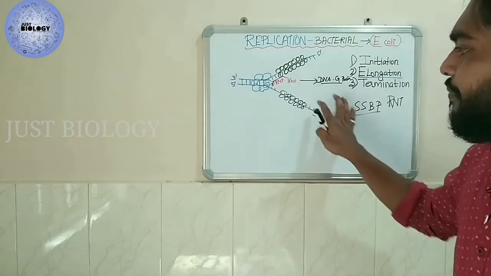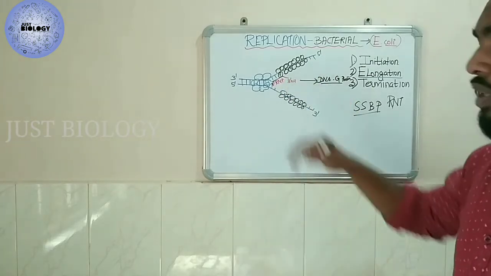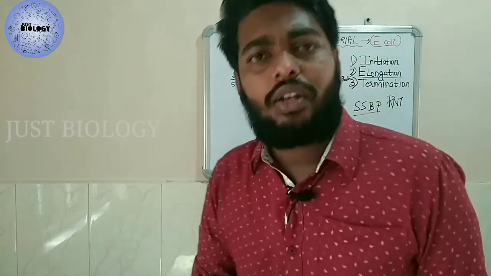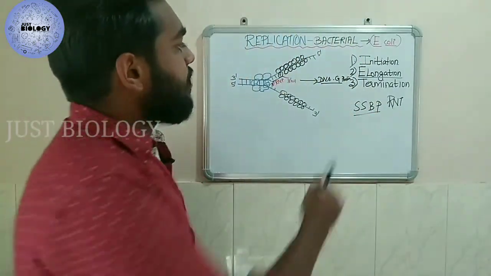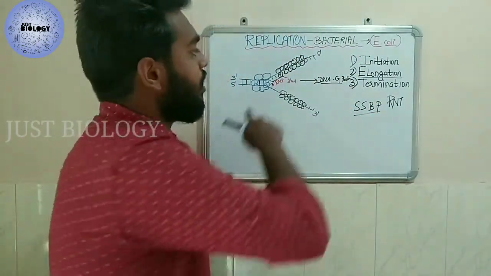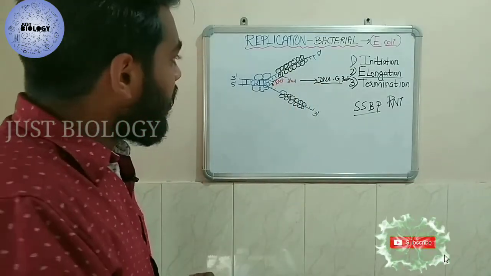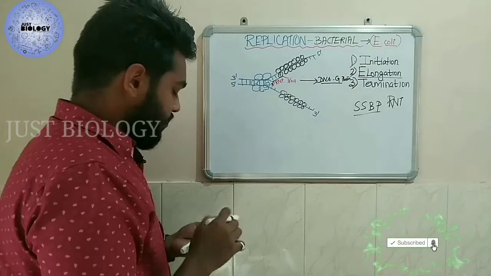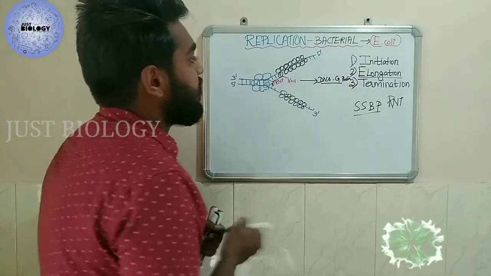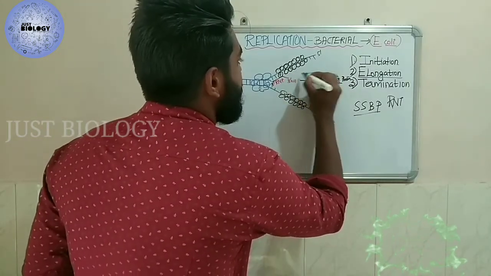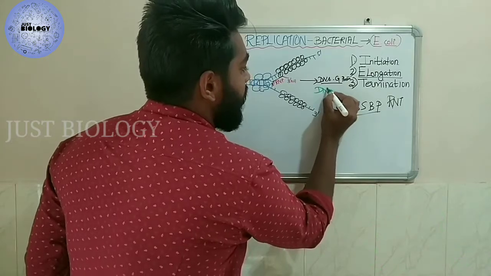Now they have got the ribonucleotide and all. Then which enzyme comes into action? We need to polymerize this strand. The enzyme which comes forward for the synthesis, the polymerization, is DNA polymerase 3.